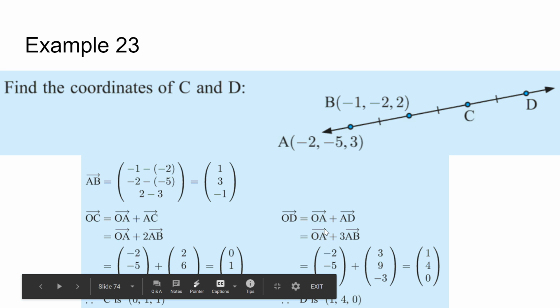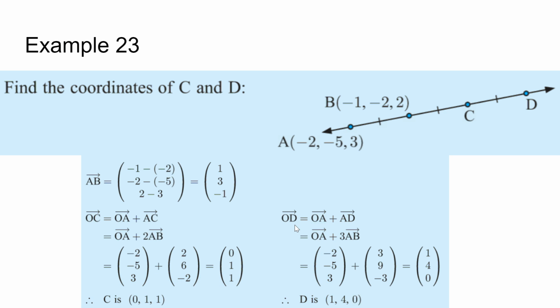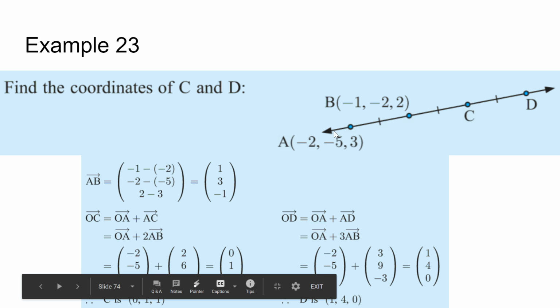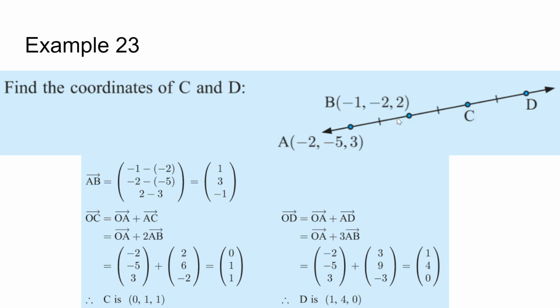Now you'll notice they're showing it slightly differently here to find out what those points are. Here in this case, they're saying OD, the vector OD from the origin to point D, is OA, meaning how I get to this point here, plus 3 ABs. 1, 2, 3 ABs. Just a different way to get the same point there.